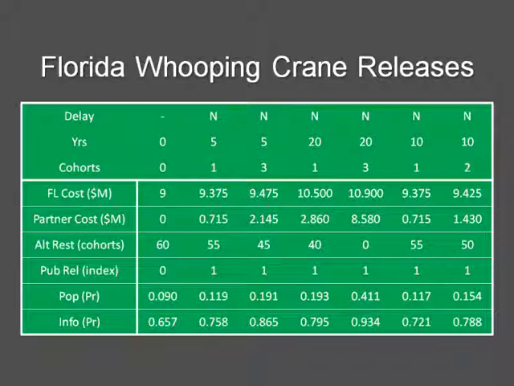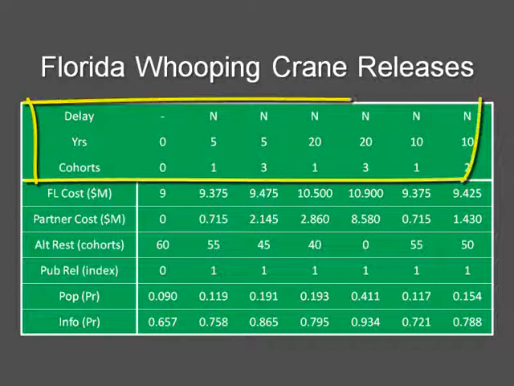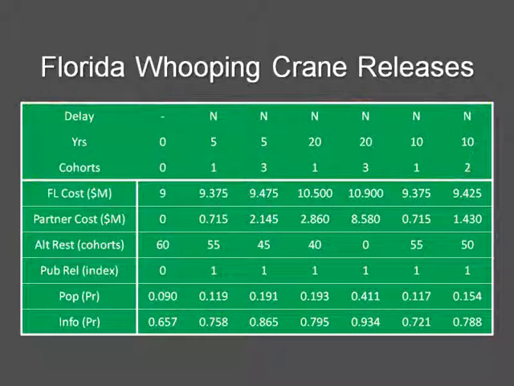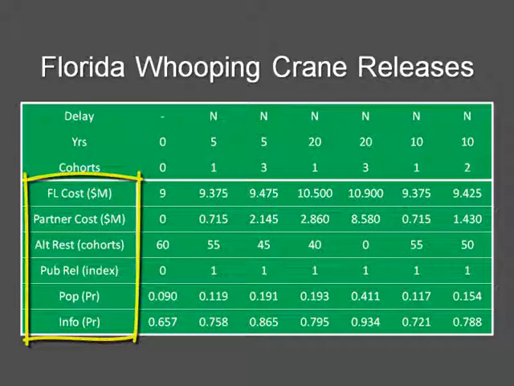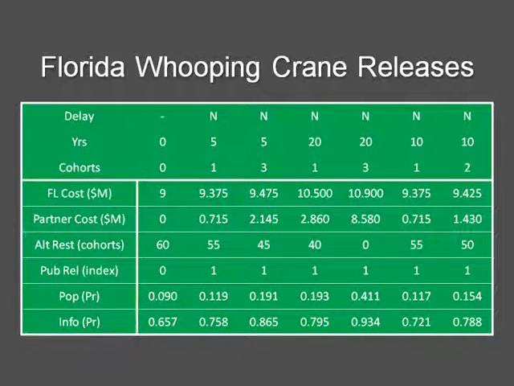So the alternatives in this case were a combination of the number of years to continue releasing cranes, the number of cohorts of cranes to release each year, and whether or not there should be a delay of about 5 years in order to get another reintroduction project off the ground. And there were 6 objectives that were important to the decision makers. And again, we have estimates of things like cost. We have estimates of some of the other objectives, like the probability of success in the population, which is the next to last objective, the public relations outcomes of different alternatives, and so on.